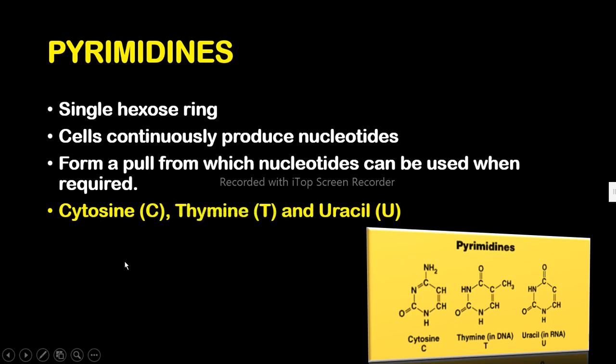So with pyrimidines, we have cytosine, not cystosine, thiamine, which is represented as capital T, and uracil, which is represented as capital U.